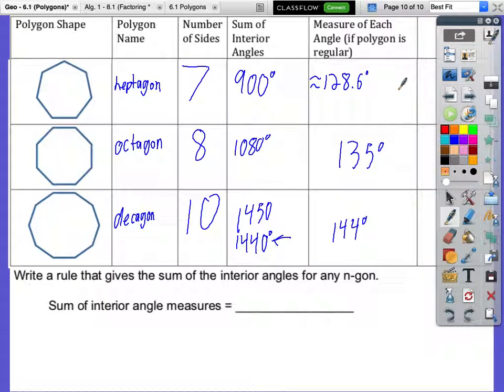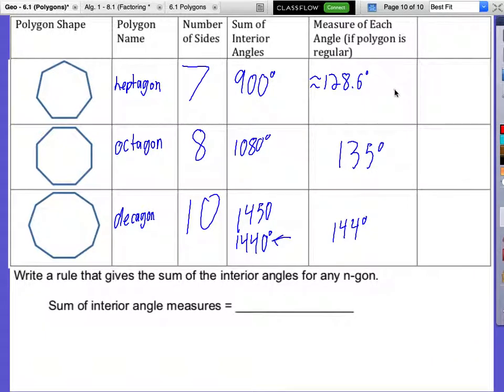So how many triangles would we have in a heptagon? 5, 6, and 8. Did you notice something? Your number of sides, if you just subtract 2, you get the number of triangles.